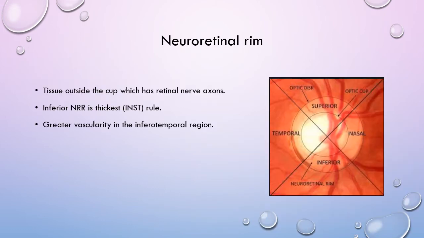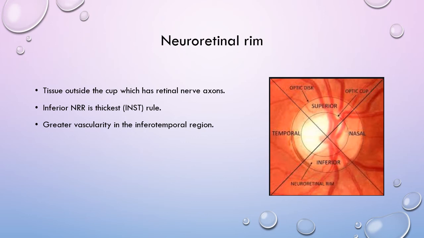So here is the neuroretinal rim, the tissue outside the cup which has retinal nerve axons. Inferior NRR is thickest, then the superior is next in thickness, then the nasal, and last the temporal. This is known as the ISNT rule, which is very important from a glaucoma point of view. In glaucoma, the ISNT rule is broken. It no longer follows the thickness pattern of inferior, superior, nasal, temporal. When this rule is breached, that is highly suspicious of glaucoma.